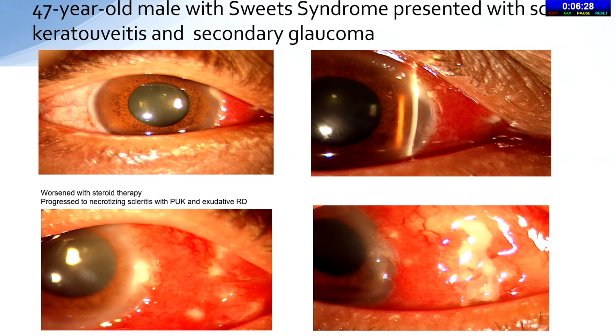This is another example of a different patient, a 47-year-old male with Sweet syndrome. He was diagnosed with Sweet syndrome, which is an association of tuberculosis. He presented to us with sclerokeratouveitis and secondary glaucoma. This is what it looked like. We started on steroids because it looked very obvious. Sweet's is an immunologically inflammatory reaction to tuberculosis. But if you really see, there is that little bit of yellowish appearance.